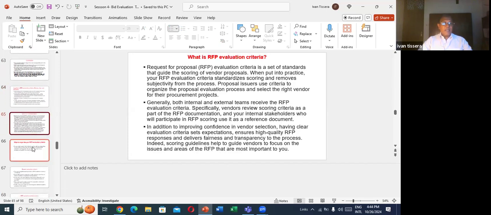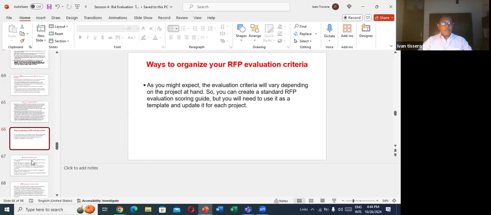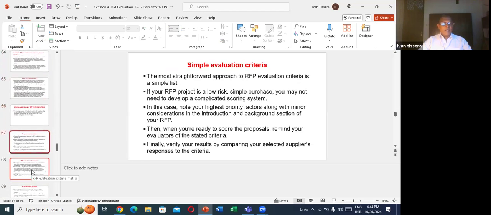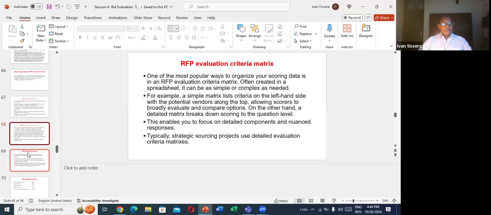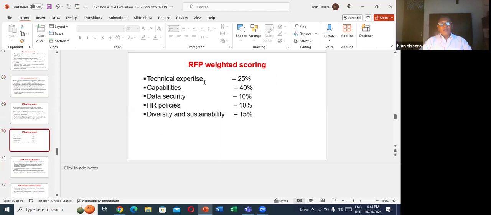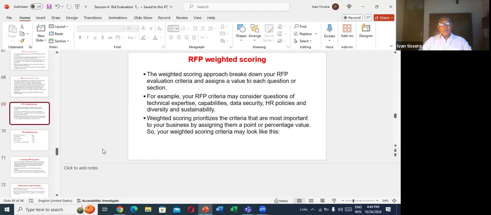Evaluation criteria. Sample evaluation criteria. This is how they have given the weightage: technical expertise, capabilities, data security, HR policies for a particular procurement. Weighting and scoring prioritize the criteria that are most important to your business. They have given suggestions.